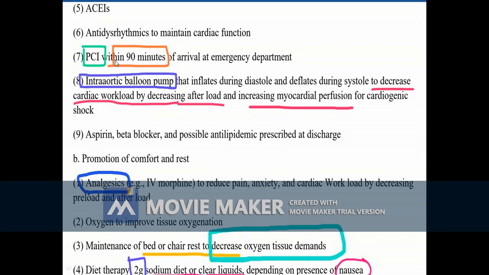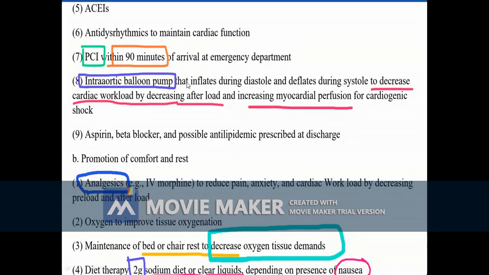Then it was asked, within 1 hour or 90 minutes, what should be done? This is PCI. So guys, intra-aortic balloon insertion should be done to decrease the cardiac workload by decreasing the afterload. So aspirin, beta blockers, possible anti-lipidemics prescribed at discharge. So these are the medication options as well for the management of angina.